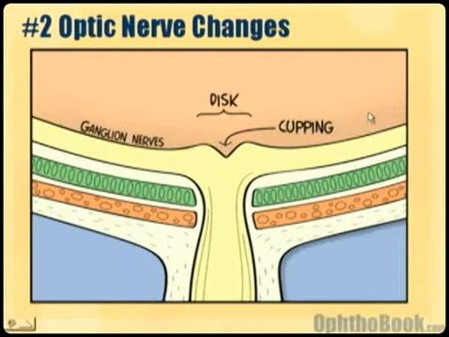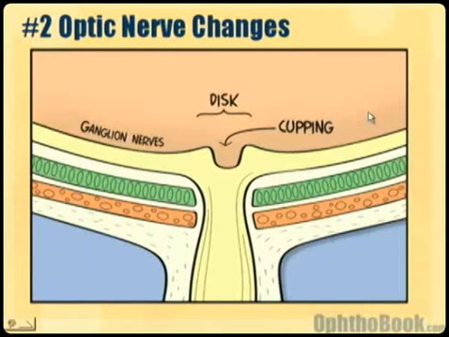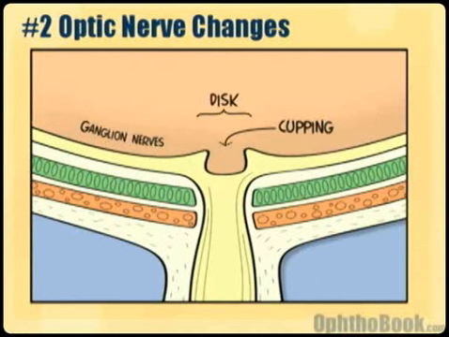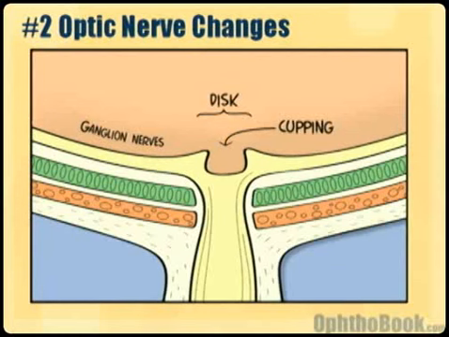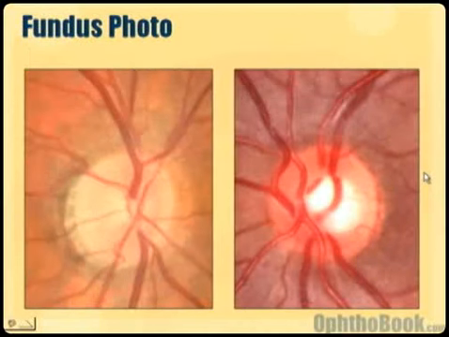Now, if you have death of some of your optic nerve, then you're going to have less ganglion nerves running through your optic disc, and your cup gets bigger, and it gets bigger like that. So healthy, and then as there's less stuff running through there, you get a larger cup. And so we look at these findings in the back of the eye. Here's an example of a small cup and a larger cup.